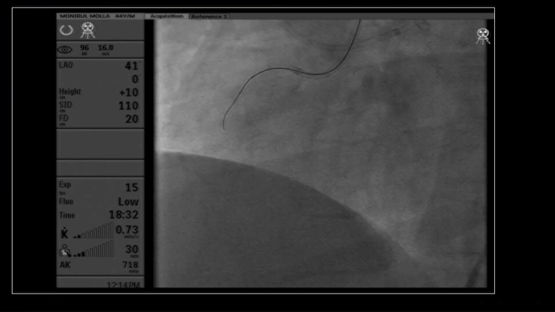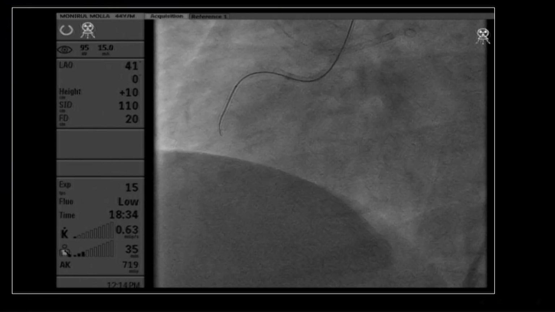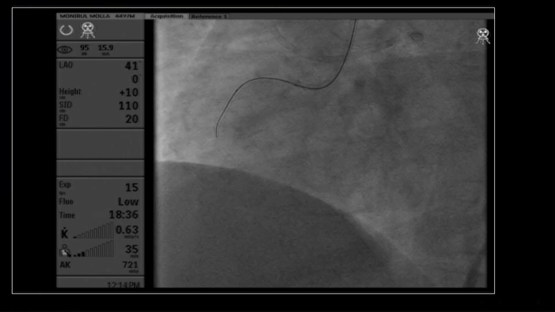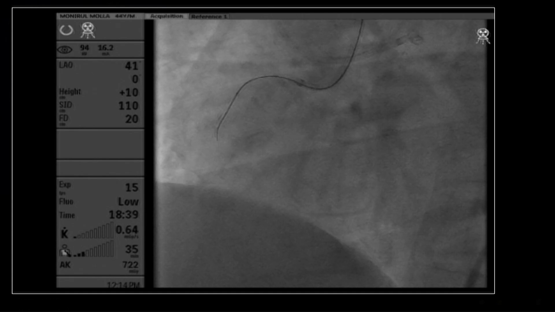I think very good progress is being made by Dr. Goel. Actually, I think she's not seeing the angiogram. Can you just show the angio?